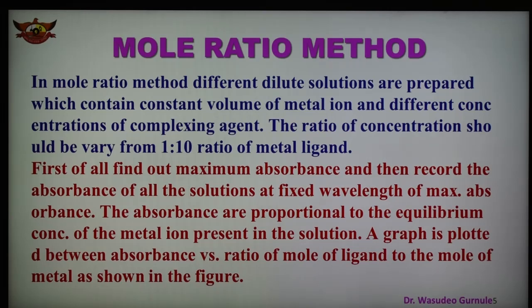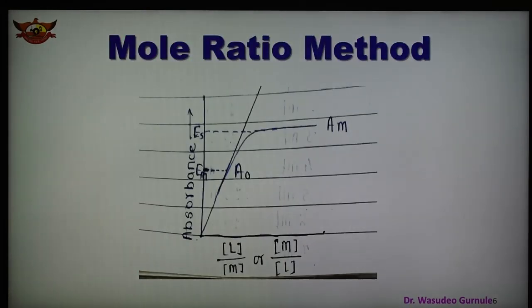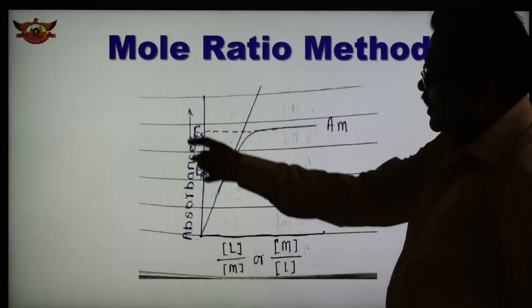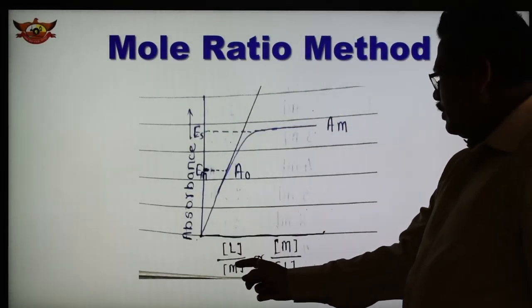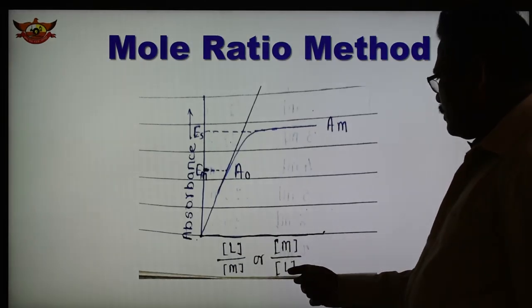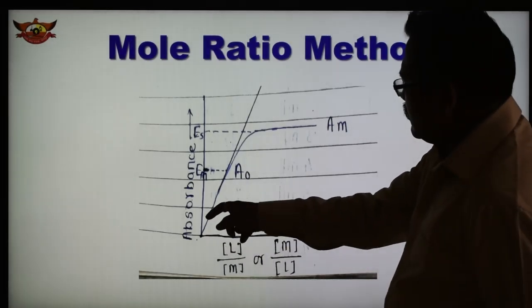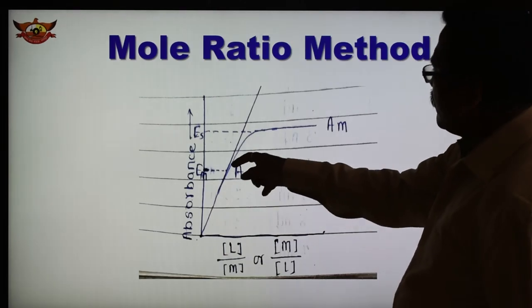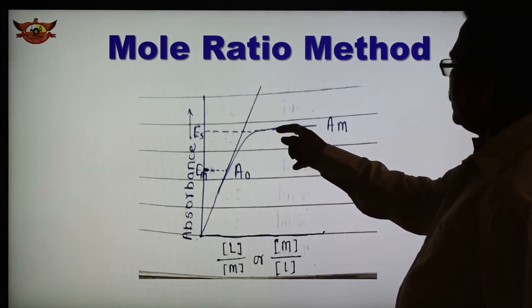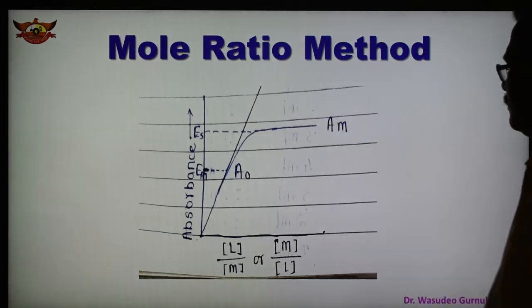So first we have to measure the lambda max, and at this lambda max we have to measure the absorbance of all the 10 solutions, and after that we have to plot the graph between absorbance versus ratio of mole of ligand to mole of metal, and the graph is shown here in this slide. On this axis absorbance is taken, and here the mole ratio, concentration of metal upon concentration of ligand, or concentration of ligand upon concentration of metal. This is the nature of the curve. It increases, there is a slight turn, and then it increases and becomes constant.